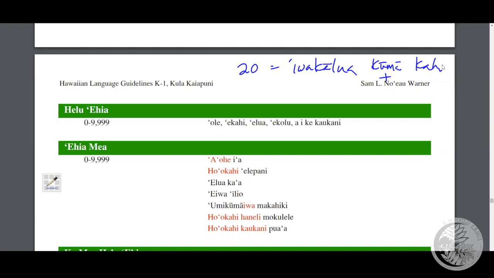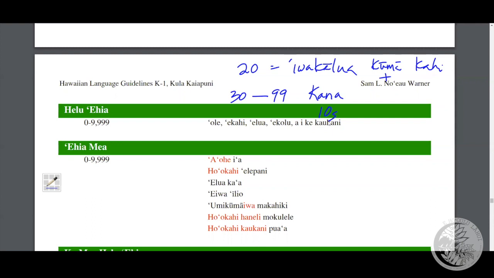Very same way. Now, when we get to 30, and really think of 30 all the way to 99, we have a different prefix that is used. We start to use the word kana in the front. Think of kana as meaning tens. A set of 10 is a kana.